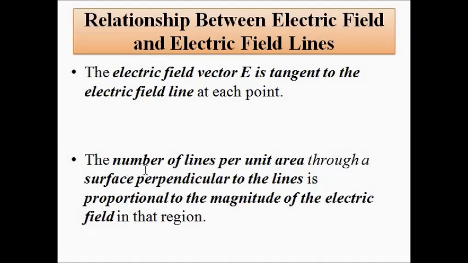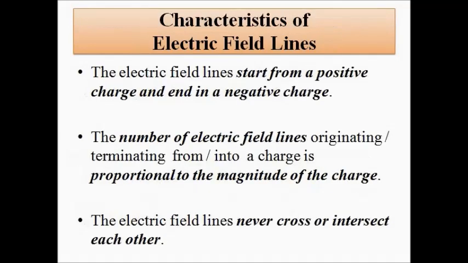Another important property is that the number of lines per unit area through any surface perpendicular to those field lines is proportional to the magnitude of the electric field. So the number of electric field lines is directly proportional to the magnitude of the electric field, E, which is F by Q, which we just discussed in the previous video related to electric field. Next, the characteristic features of the electric field lines.